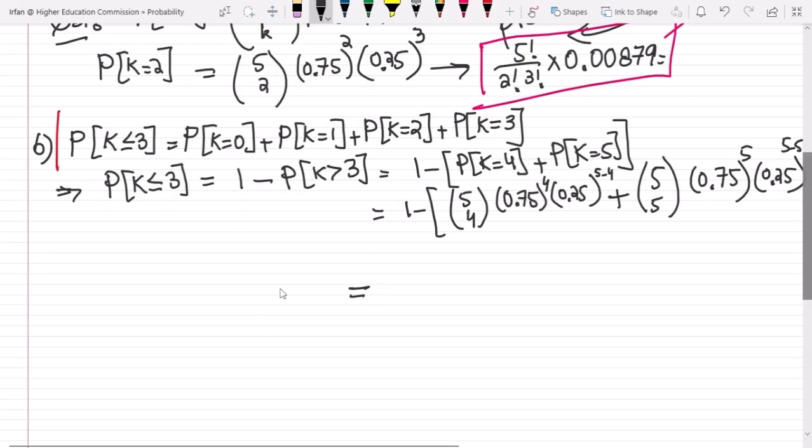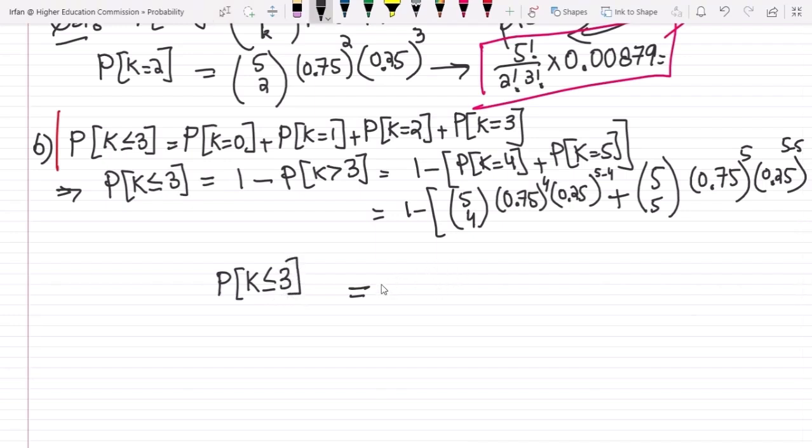So here we will have what? This is the probability that k is less than or equal to 3. Okay, so here we will have 1 minus, this will be 5 factorial divided by 4 factorial into 5 minus 4, which is 1 factorial, and here multiplying with these terms, this will be what? It will be 0.079, combining them both, because 0.25 is raised to power 1.